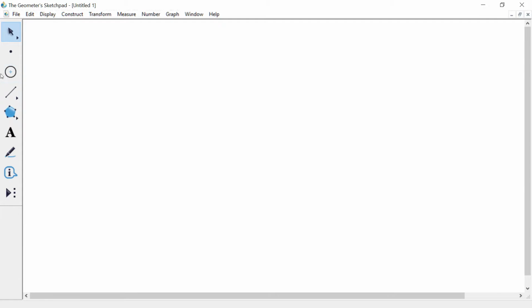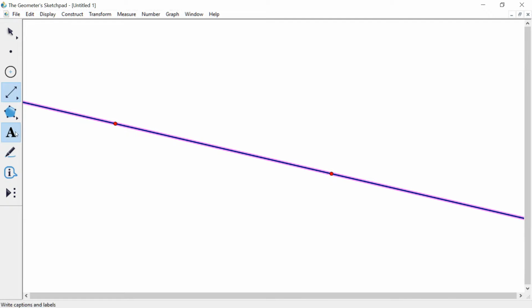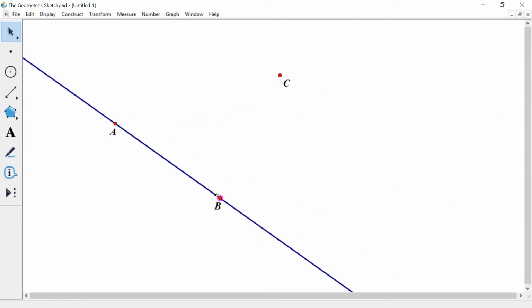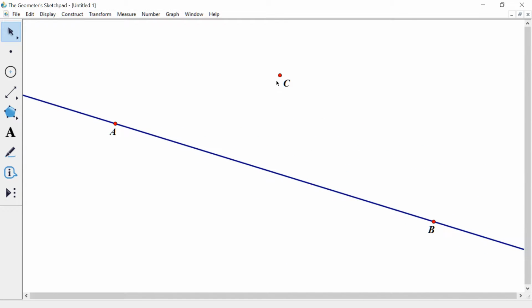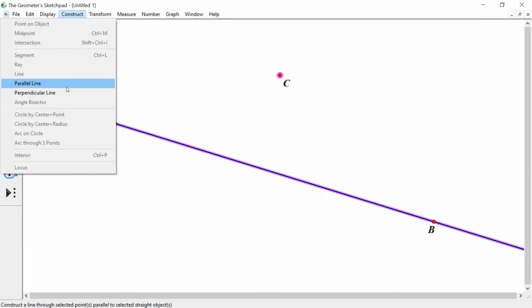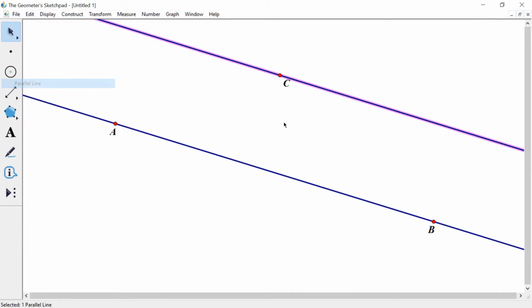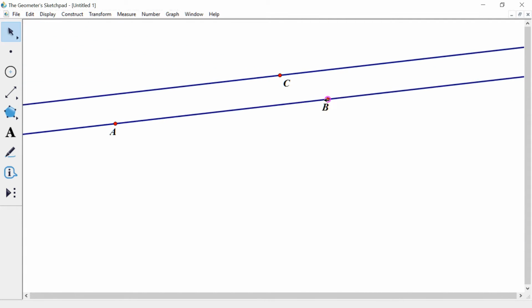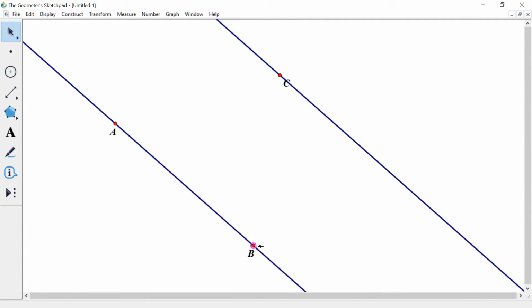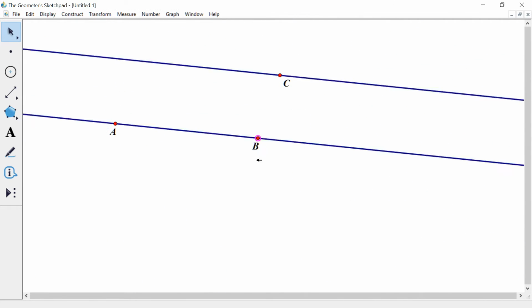Let's draw a line here. And I'll label some points: A, B, and let's label it C. This is Geometer's Sketchpad in case you're wondering. So these points are unrelated to each other. If I select point C and line AB, I can go to construct parallel line, and it will construct it. And watch this. No matter which way I drag it, this new line that I just made is forever parallel.